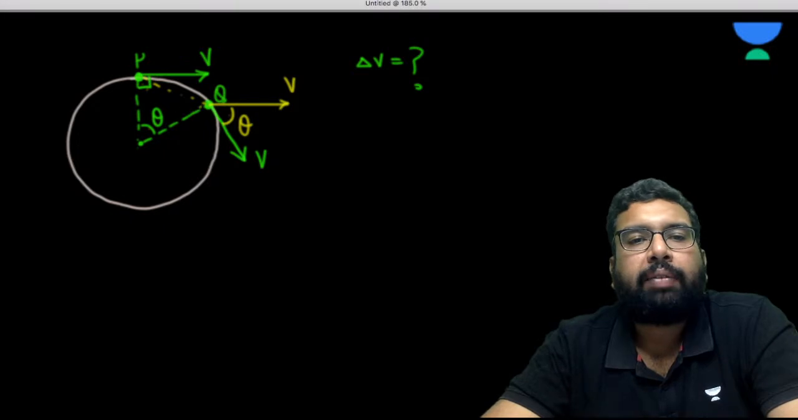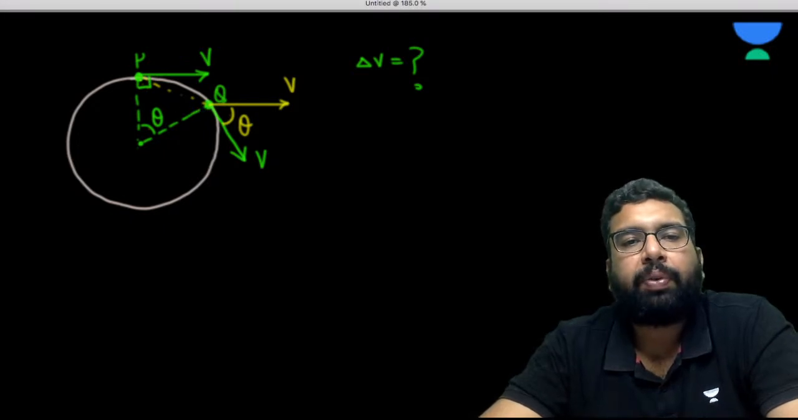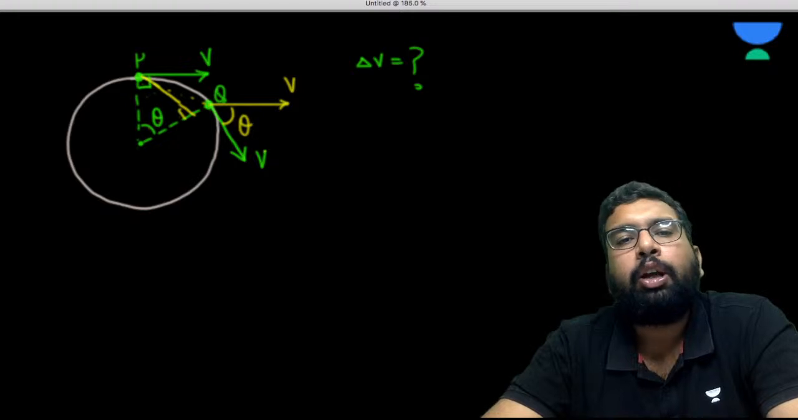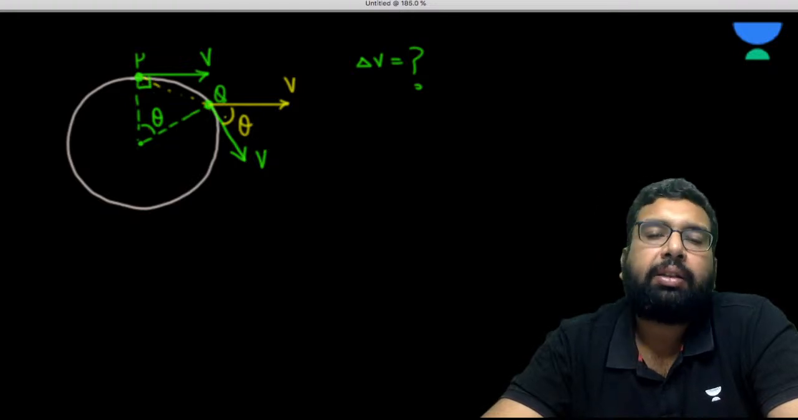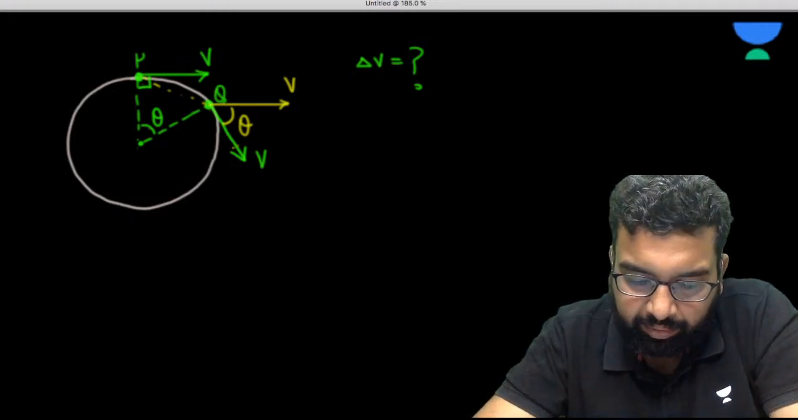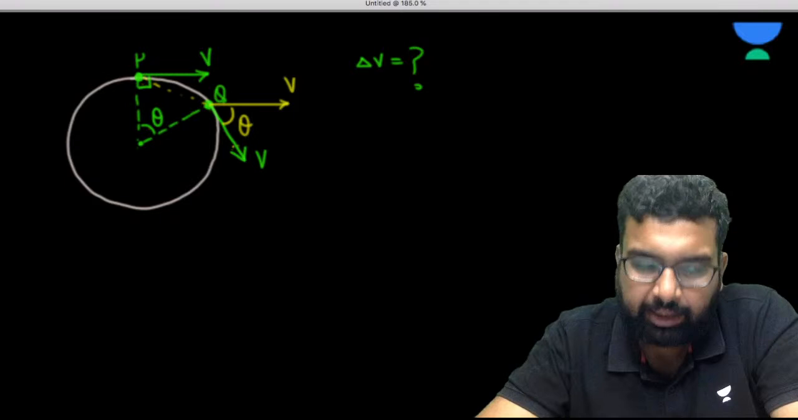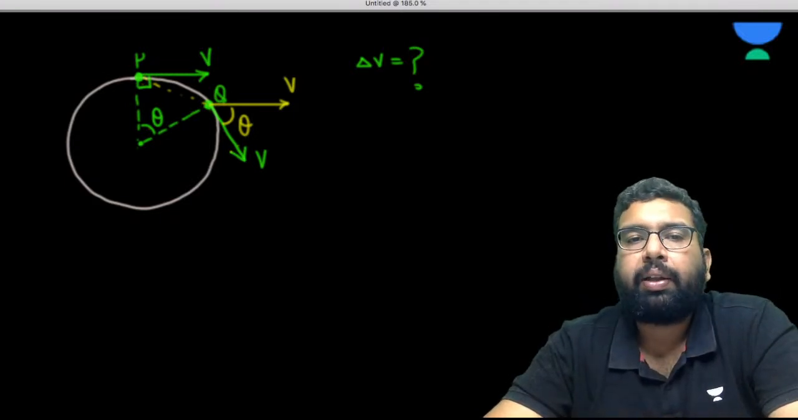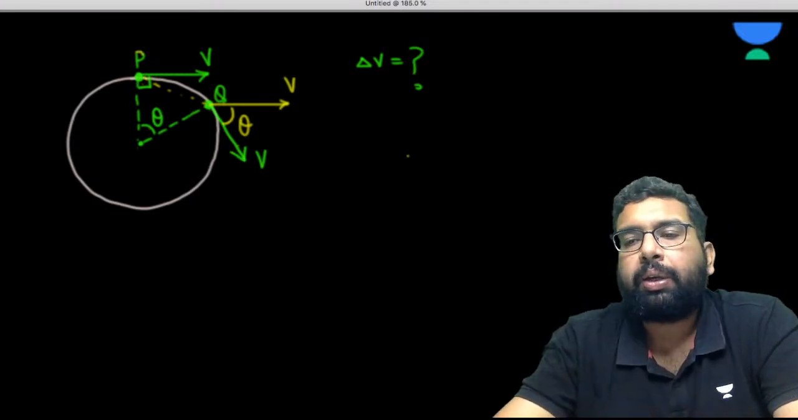Or if you bring this vector here, let's join this line like this. So this is 90, this is theta, this is 90, this is theta, 90, 90 minus theta, so this is theta. Either way, you can take this second vector. That is what I am trying to do exactly.